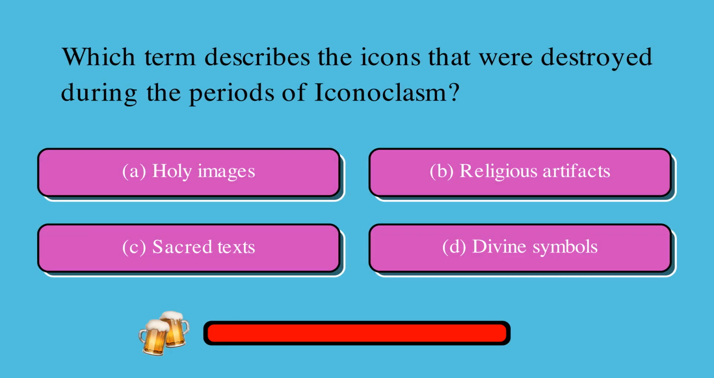Which term describes the icons that were destroyed during the periods of iconoclasm? Is it A, holy images, B, religious artifacts, C, sacred texts, or D, divine symbols? The correct answer is A, holy images.